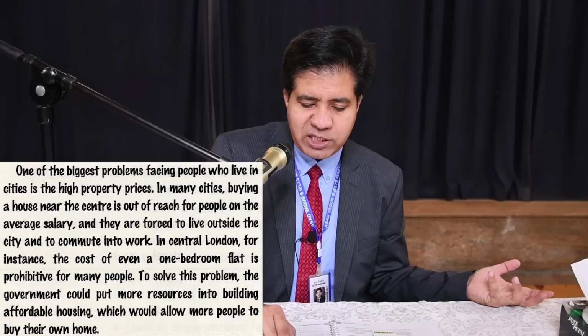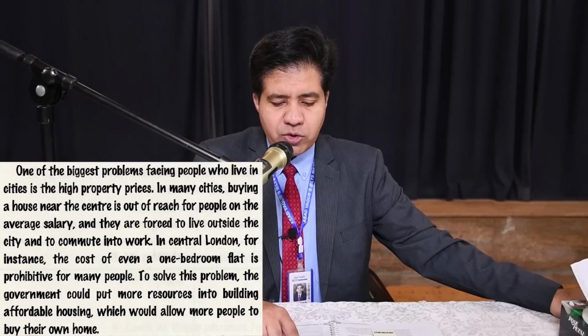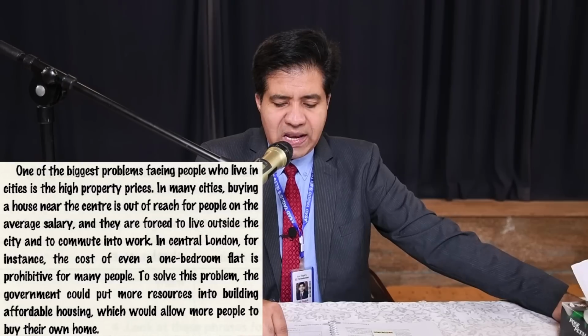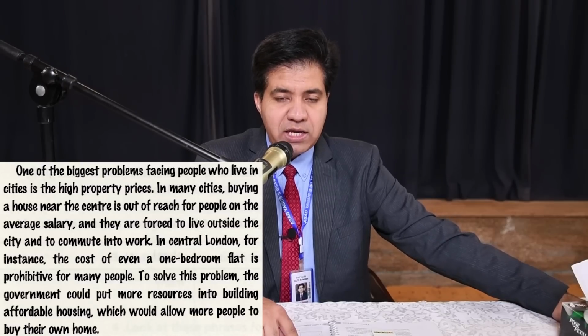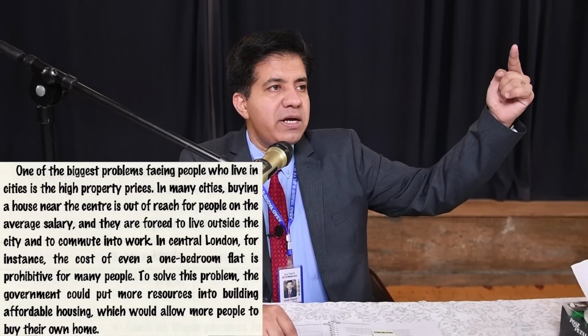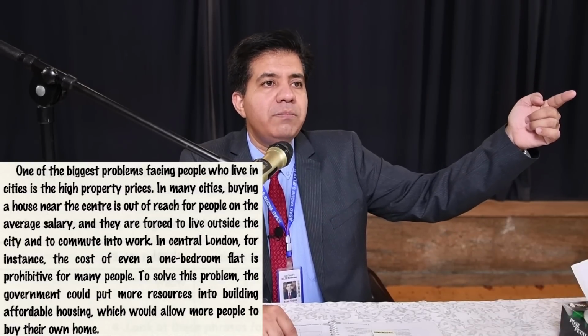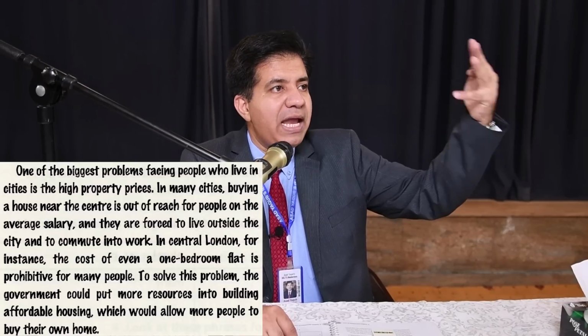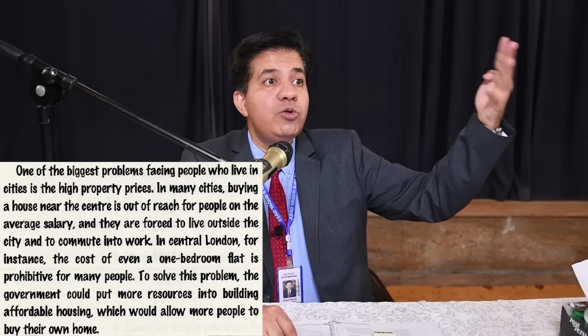So to solve this problem, the government could put more resources into building affordable housing, comma, which would allow more people to buy their own home. Is that clear? First you presented the problem, the cause of the problem, then you explained that cause, then you gave an example, and finally you gave the solution to that.